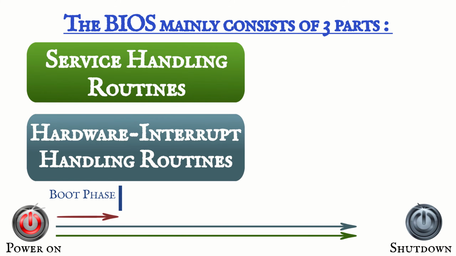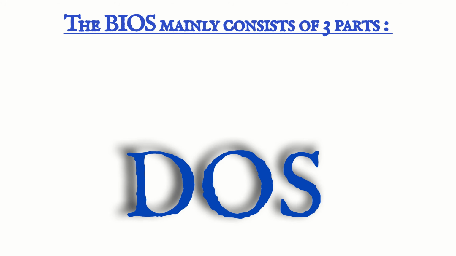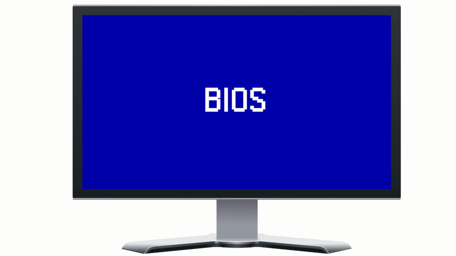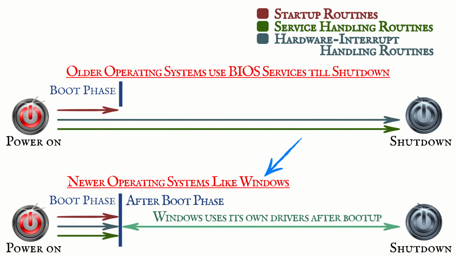The service handling and hardware handling routines remain in memory till the computer is shut down, but only when operating systems like DOS were used, not Windows. They are used by older operating systems like DOS to perform I/O activities like displaying a character on the screen, accepting keyboard input, reading and writing to storage devices, etc. When an operating system like Windows is installed, the BIOS service routines are used only during the initial startup and boot phase. The first set of routines the BIOS runs is the POST.